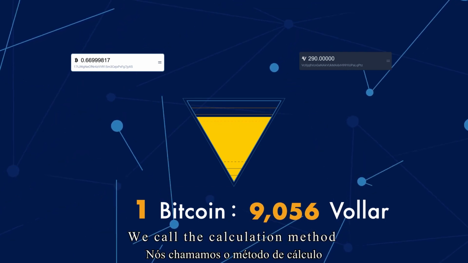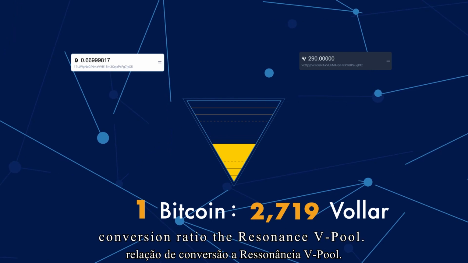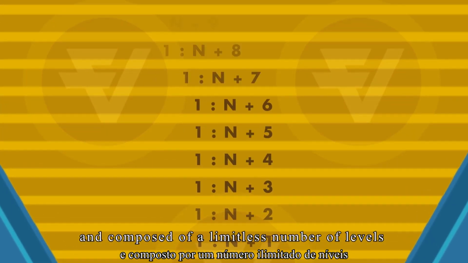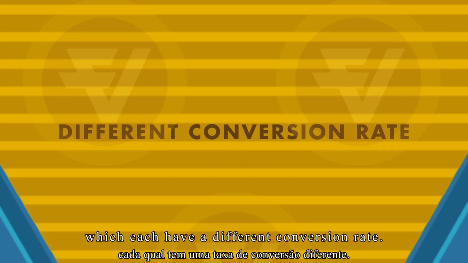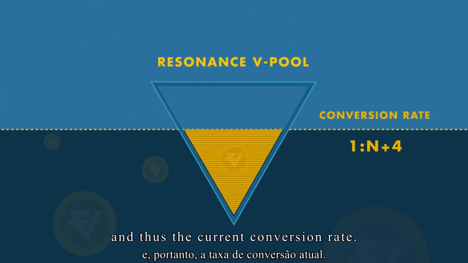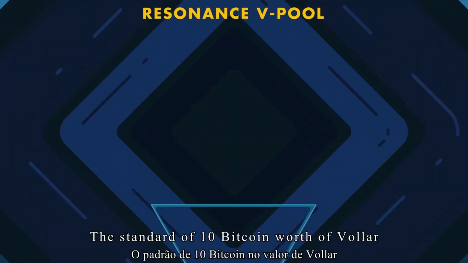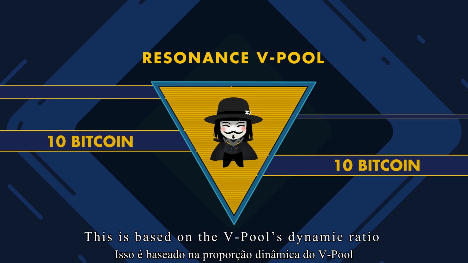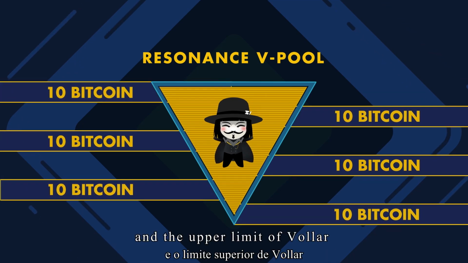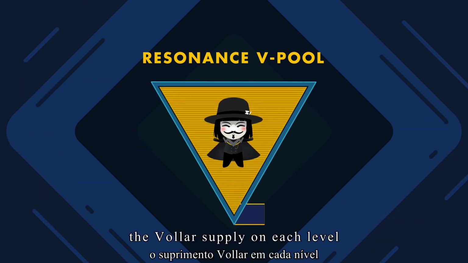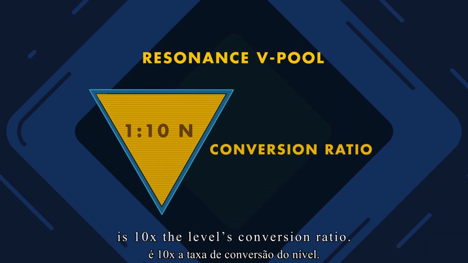We call the calculation method used to calculate this Bitcoin to Vollar conversion ratio the resonance V-pool. The resonance V-pool is shaped like an inverted pyramid and composed of a limitless number of levels which each have a different conversion rate. The amount of Vollar within the V-pool dictates the conversion ratio level number and thus the current conversion rate. A standard of 10 Bitcoin worth of Vollar is supplied for conversions within each level on the resonance V-pool. This is based on the V-pool's dynamic ratio and the upper limit of Vollar that can be used for one-way exchanges. Accordingly, the Vollar supply on each level is 10 times the level's conversion ratio.